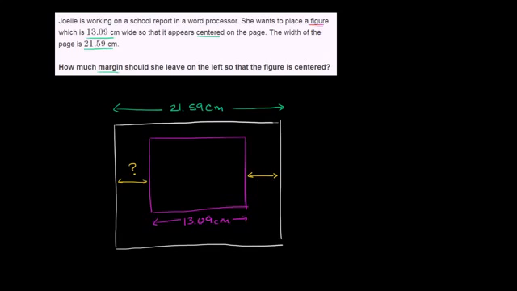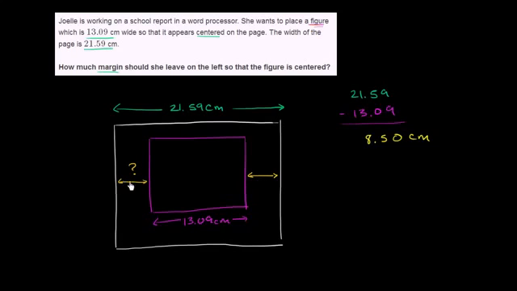So let's see how much this left margin and the right margin combined need to be. And that's just going to be 21.59 centimeters minus 13.09 centimeters. And this we get to, let's see, this is 8.50 centimeters, which is the combined margins, not just the left or not just the right. This is the left plus the right margin is 8.50 centimeters. This is this distance plus this distance.